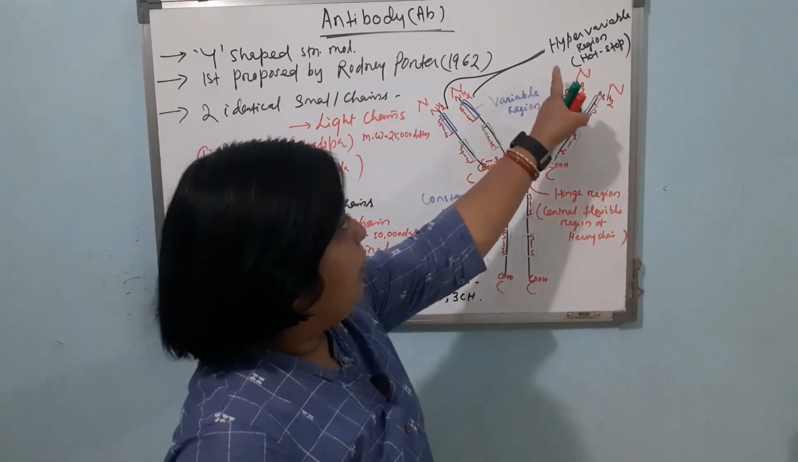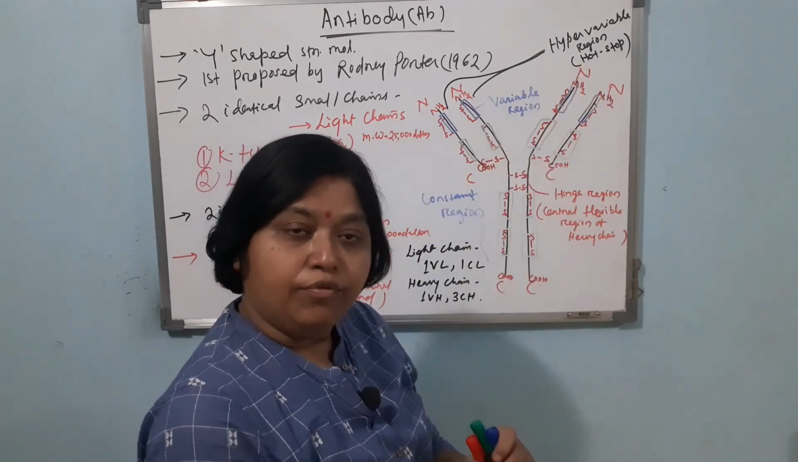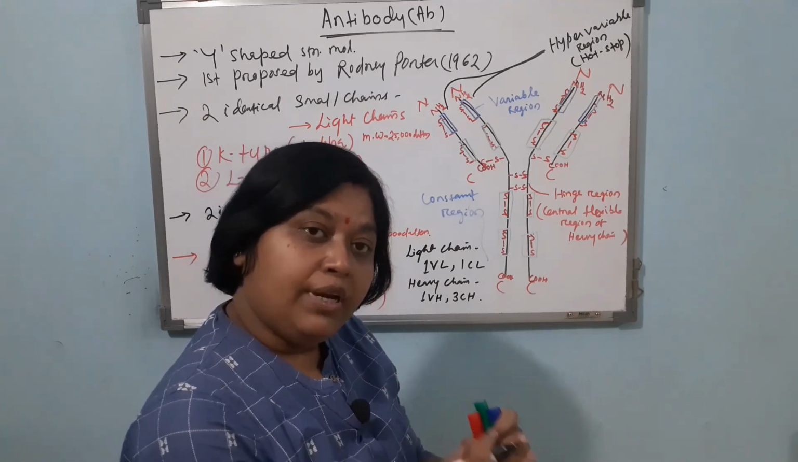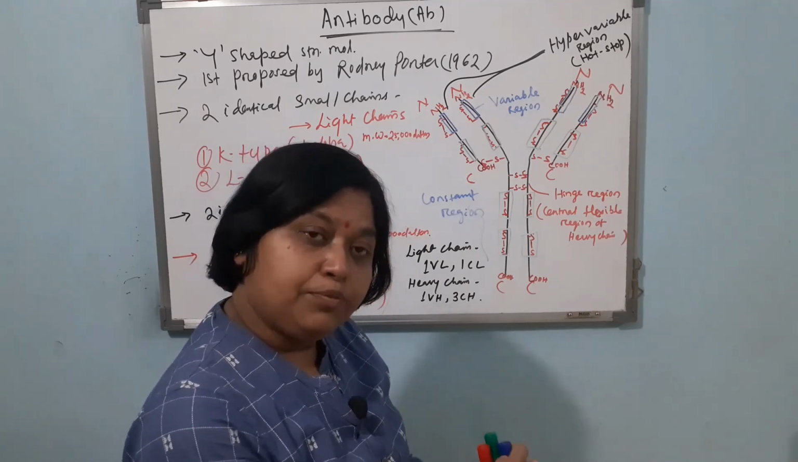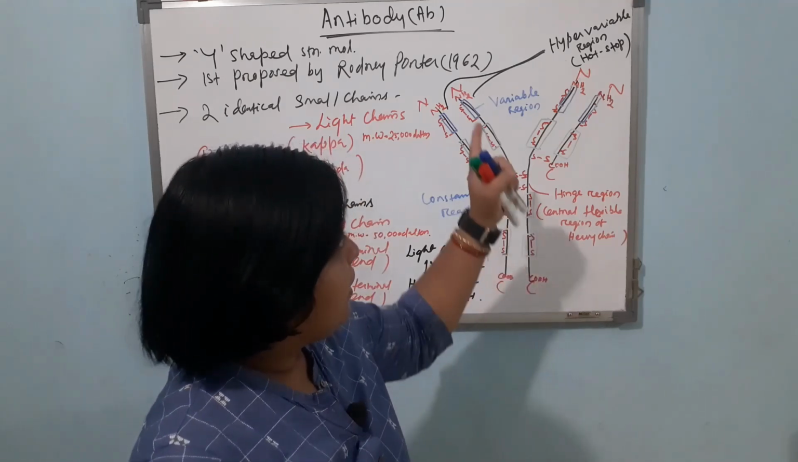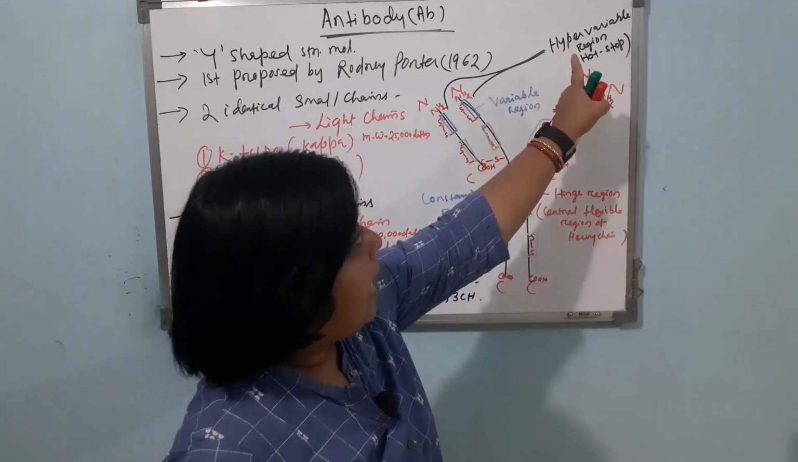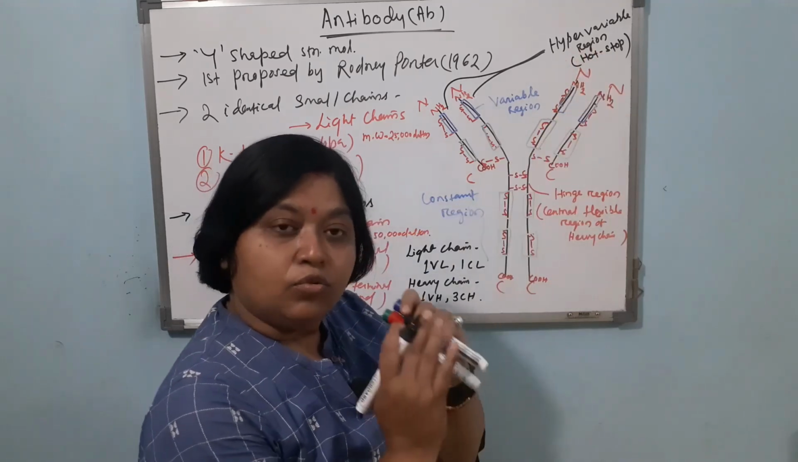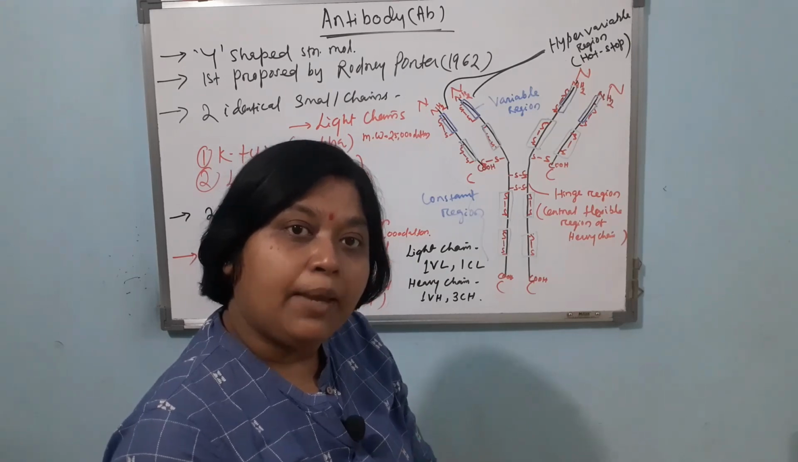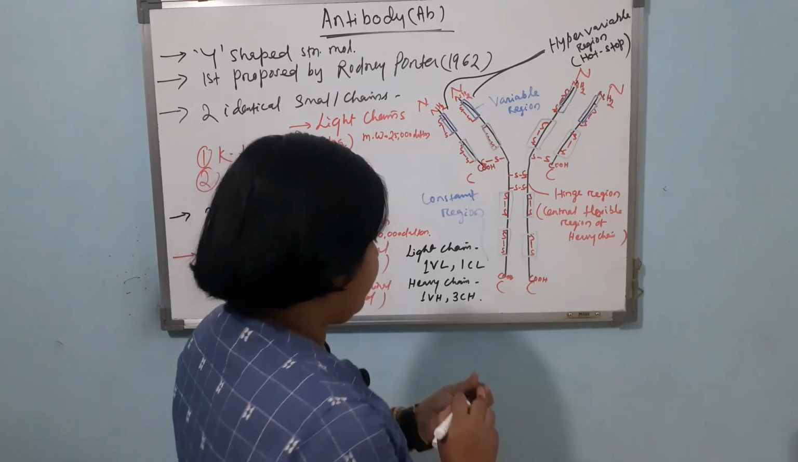In this hypervariable region of antibody, antigen will get bind. At which point this antigen will get bind in this hypervariable region, those particular point is known as idiotypic region.